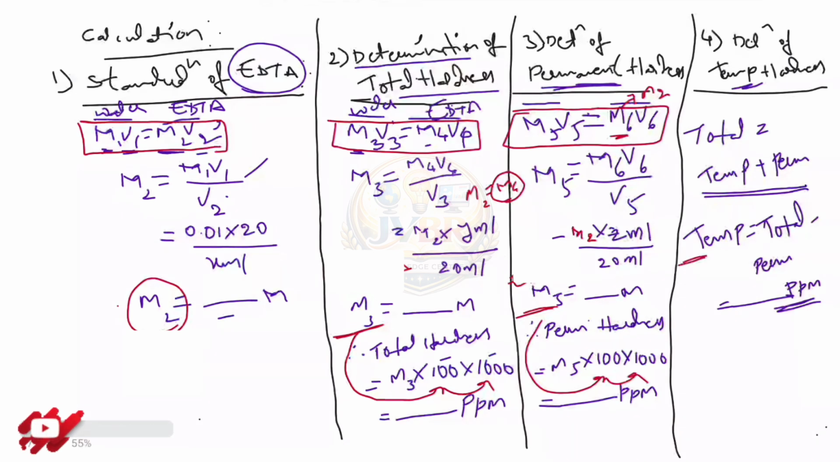And temporary hardness is very simple. Example: if we get 500 ppm as total hardness and 300 ppm as permanent hardness, and we require temporary hardness, then 500 minus 300 is equal to 200 ppm. 200 ppm is the temporary hardness of water.